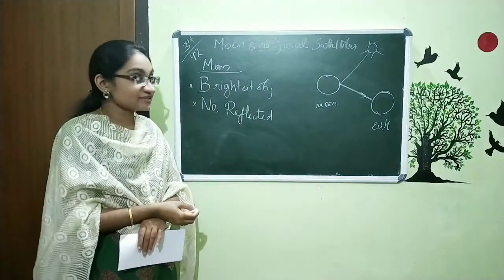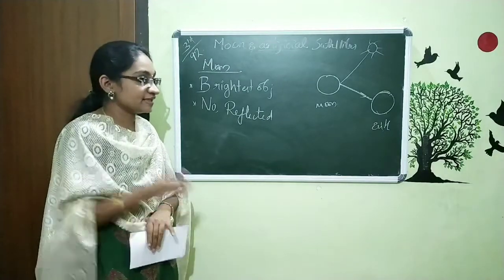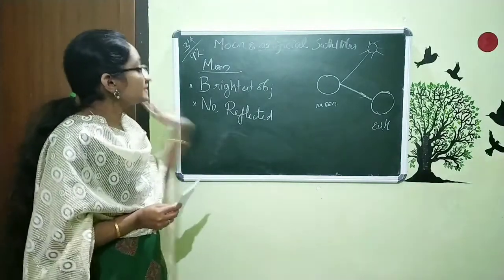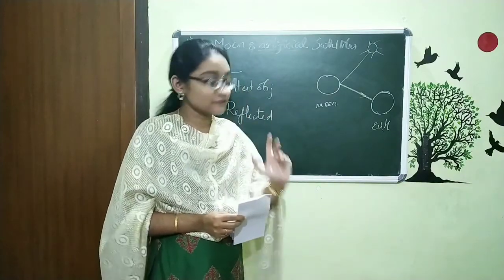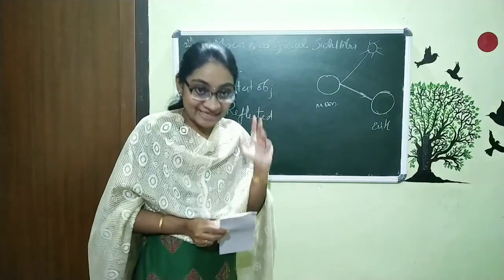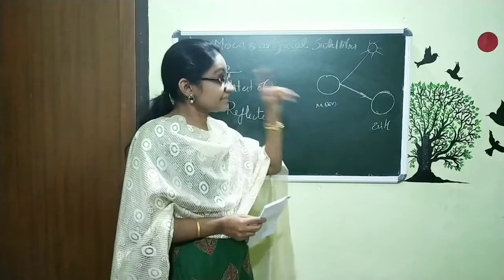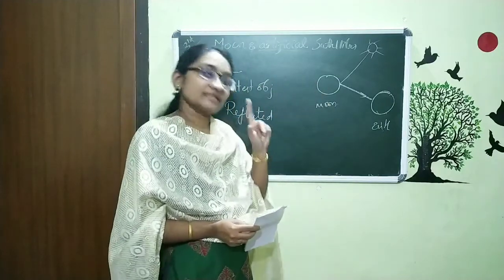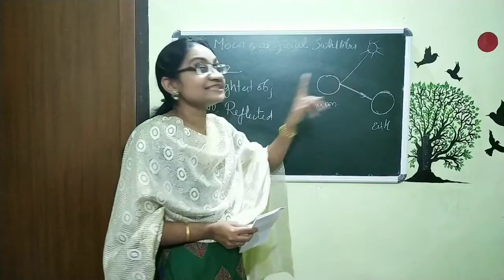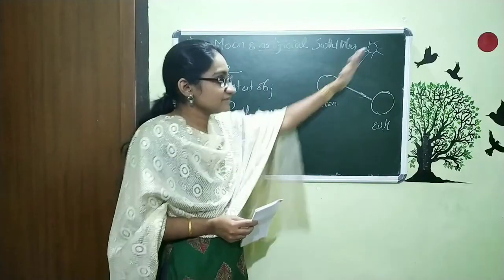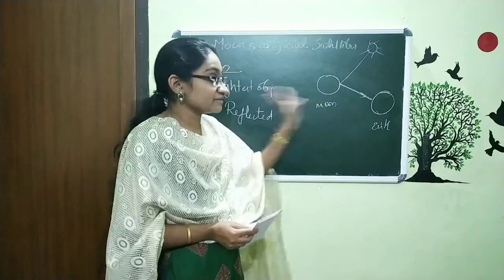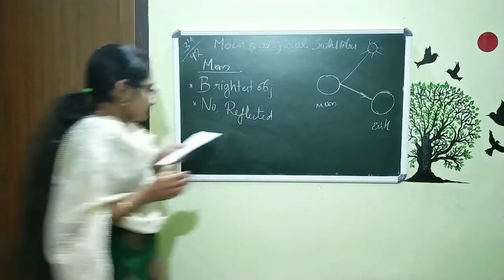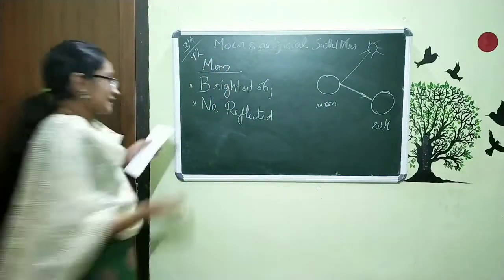Actually, reflection is a property of light that we can study in the coming chapters. So the thing is this: the moon does not produce light on its own. That is the first point. The light we can see on the moon is what? The light from the sun getting reflected. Reflected means it is getting bounced back. So that is how we can see the moon. The moon does not produce light on its own.